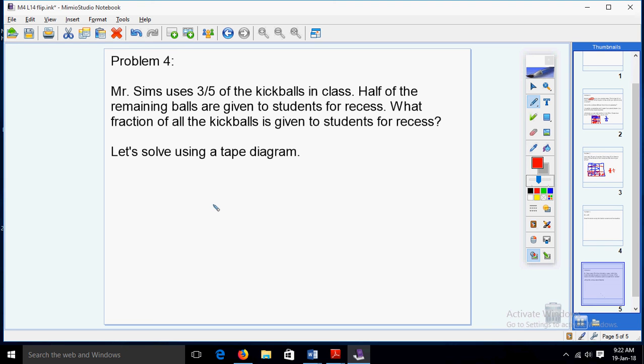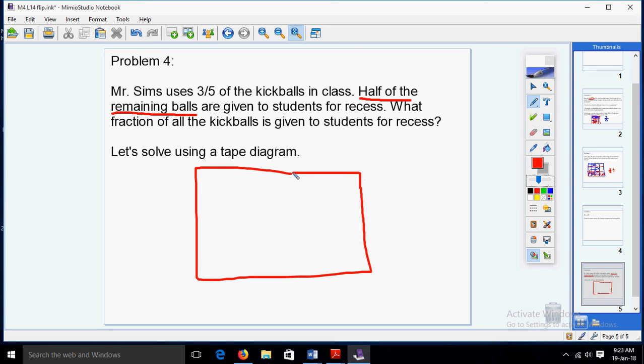All right, last one. Mr. Sims uses 3/5 of the kickballs in class. Half of the remaining are given to students for recess. What fraction of all the kickballs is given to students for recess? Now, there is a very key phrase here. It's not really going to affect us for right now, but it will if it were a different fraction. So we know he has 3/5. Let's go ahead and just draw that first.